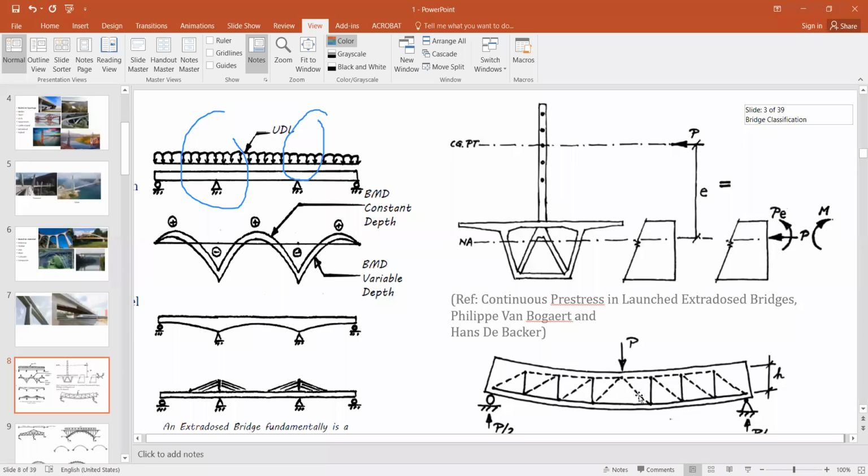This is a typical truss bridge. In a truss, the loads are coming from the structure above, and the compression and tension in the bottom and the top members provide the resisting couple, and these struts transfer the force between the top and the bottom.